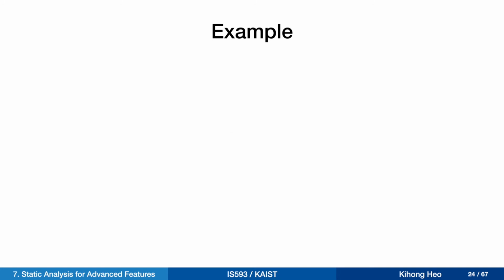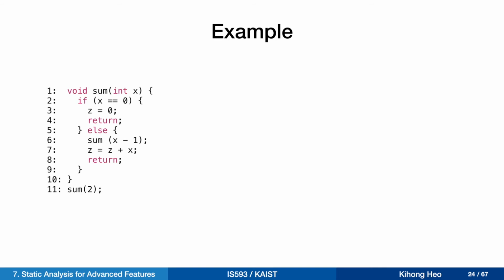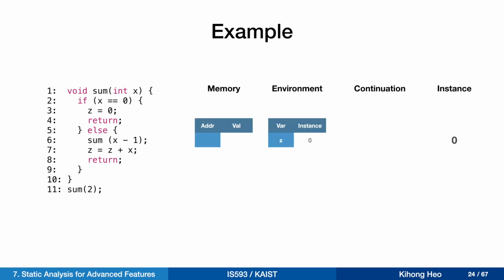Then let's see how the example program is executed with this concrete domain. Here is the same example, and we have four components: memory, environment, continuation, and instance. Initially, it starts with the empty memory and initial counter 0 as the initial instance. And we have one global variable c. Because it is a global variable, we have only one copy of this variable, associated with this initial instance 0. And there is an empty continuation initially.